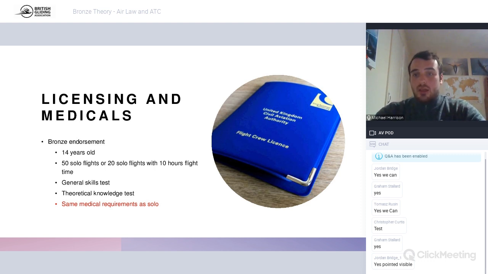As a student, with a solo endorsement, you're not a qualified pilot. You are a student pilot, meaning everything you do has to be authorized by an instructor, and every flight you do should be signed off in your logbook by that instructor. Whereas with a bronze badge, you now don't need an instructor's authorization.